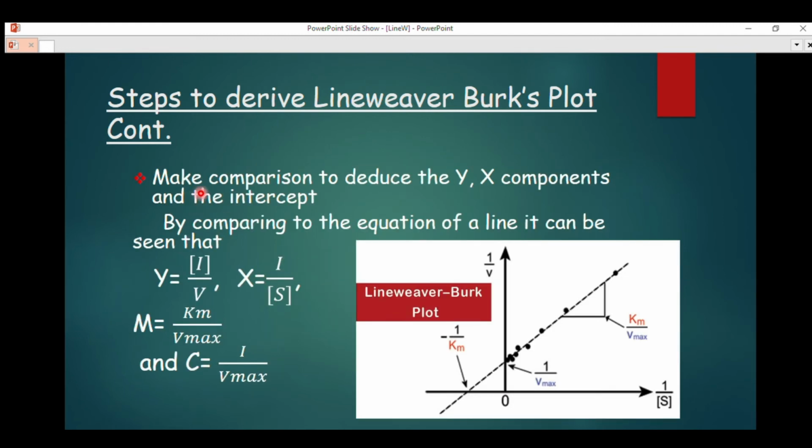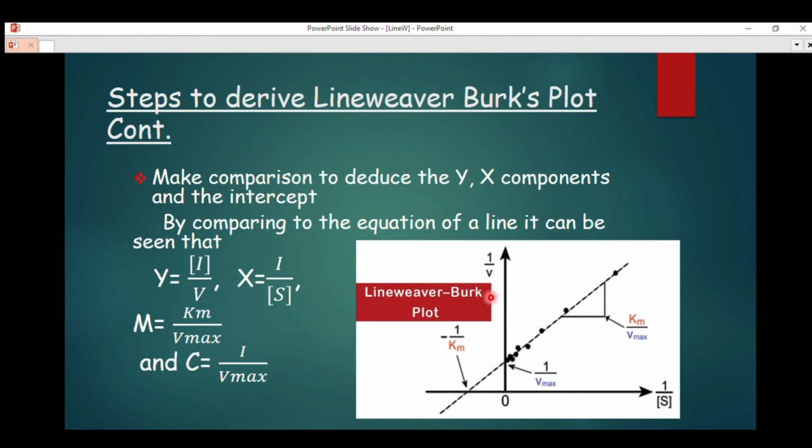The last step is to make a comparison to deduce the y component, the x component, and the intercept. By comparing it to the equation of a line, it can be seen that the y component is equal to 1 over the velocity, the x component is equal to 1 over the substrate concentration, the gradient m is equal to Km over Vmax, and the intercept c is equal to 1 over Vmax.